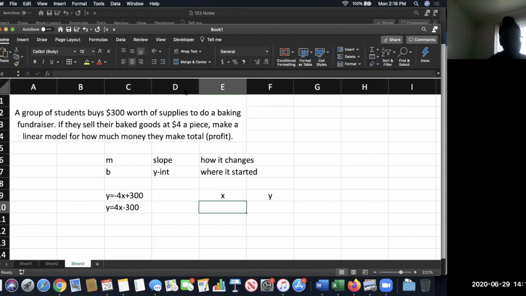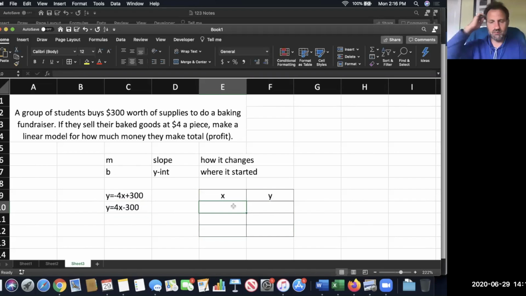Good. So we have a couple options to think about here. If we start with 0, and this is where I always recommend you start when you're just using the little XY table to check your thinking, one of them starts at 300 and one of them starts at negative 300. So think about the significance of that in terms of profit.